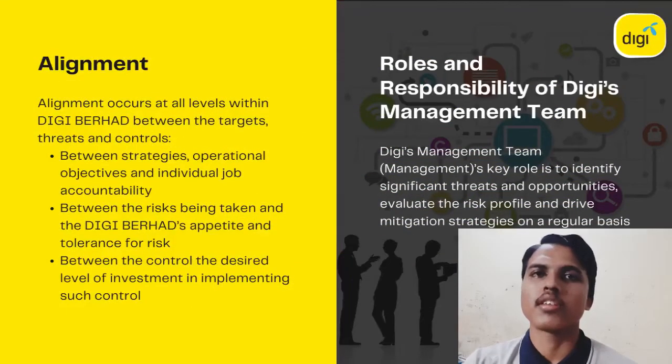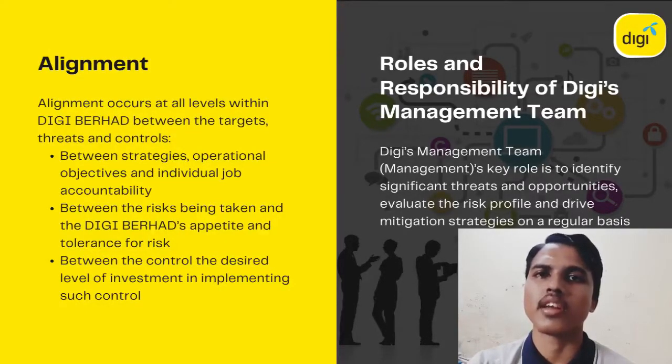The next part is alignment. Alignment occurs at all levels within DG Berhad between the targets, threats and controls. The first is between strategy, operational objective and individual job accountability. Strategy objectives are the long-term goals of an organization that help achieve the mission and vision to success in more specific plans and projects.